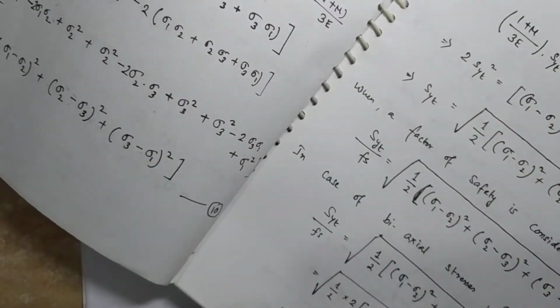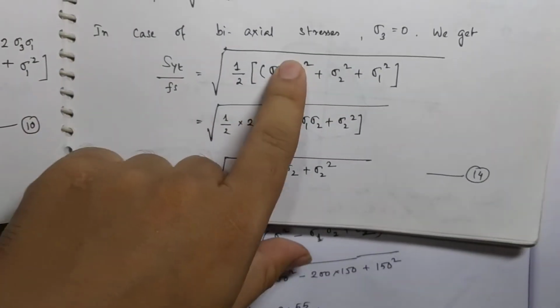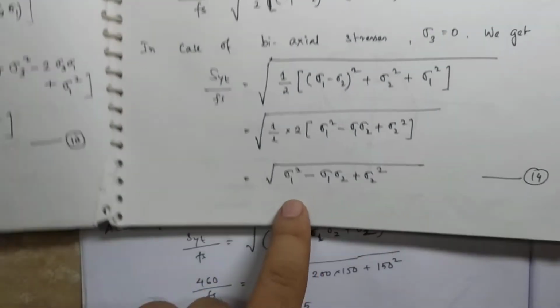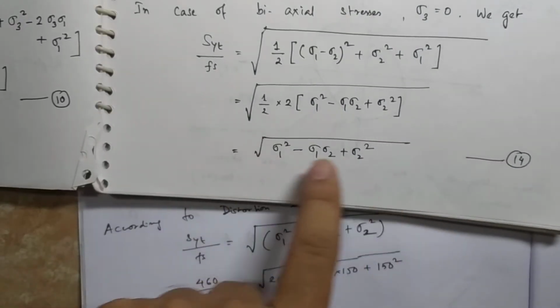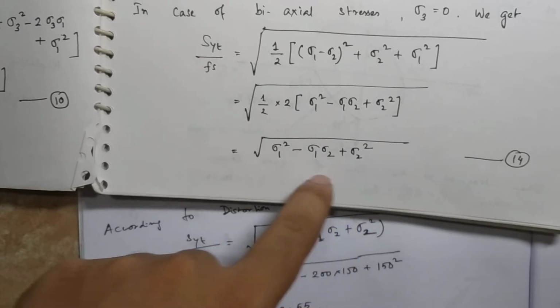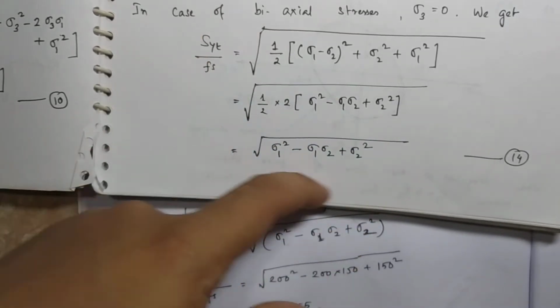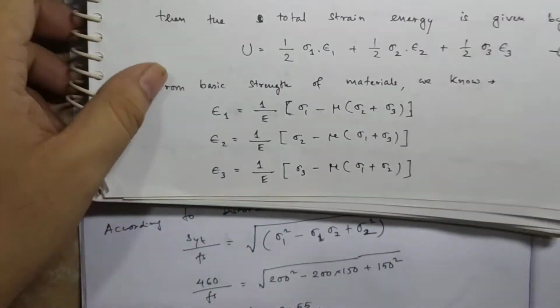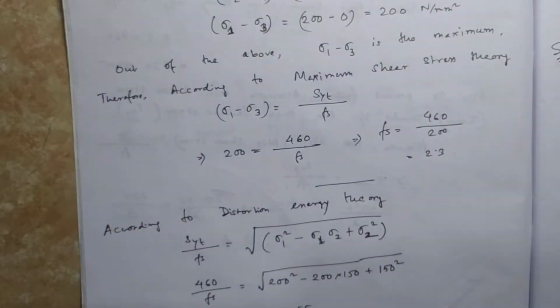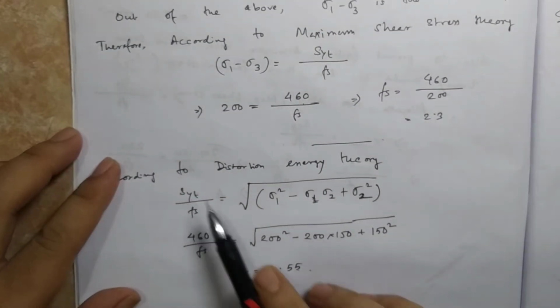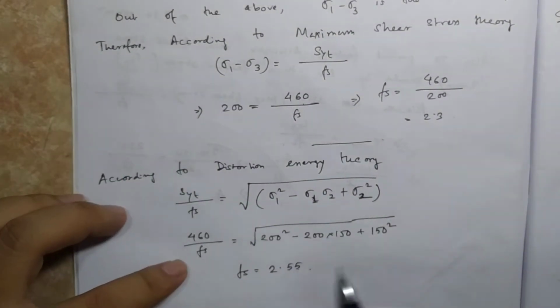Similarly for distortion energy theory, if you go to the theory, in case of biaxial stresses, SYT by FS is equal to the last relation, root over sigma 1 square minus sigma 1 sigma 2 plus sigma 2 square. So this is your von Mises stress. Put all the values here and get the factor of safety from this relation. So this is according to distortion energy theory. Put the values and you have obtained the factor of safety.